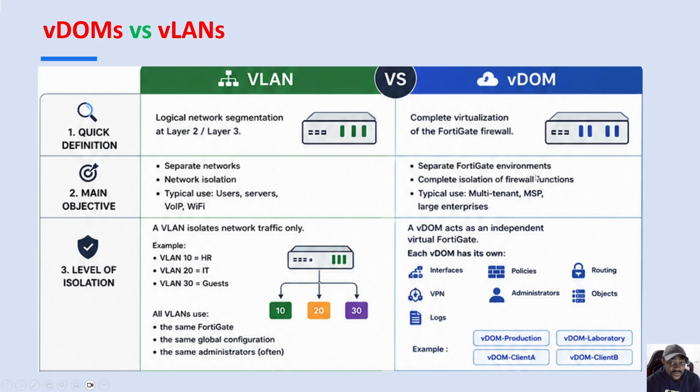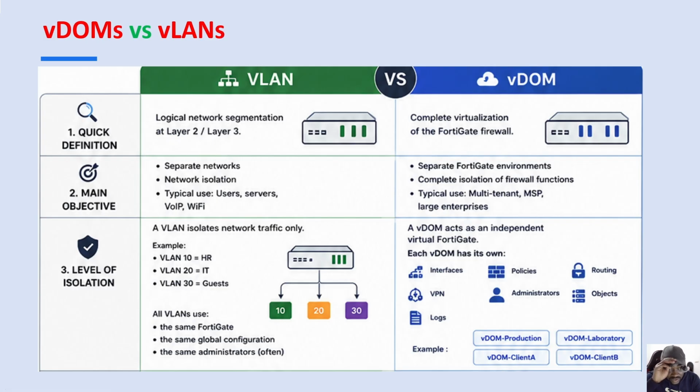On the other side, for vDOMs, vDOM is where you really need to create a separated environment. On the VLANs, you have all of this, but they are working on the same FortiGate device. While with vDOMs, we really need to create an isolated and very separated environment. In this case, as we saw in the previous slide, there are some use cases for this.